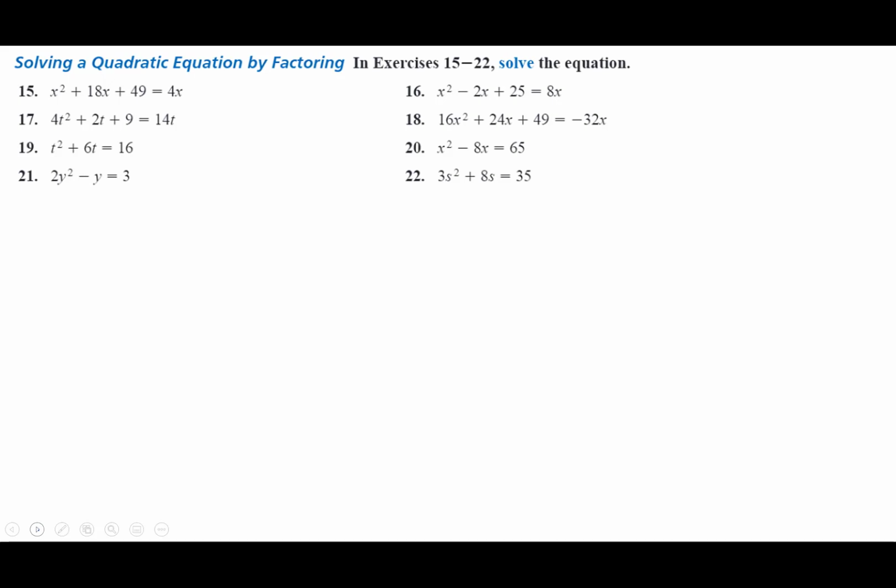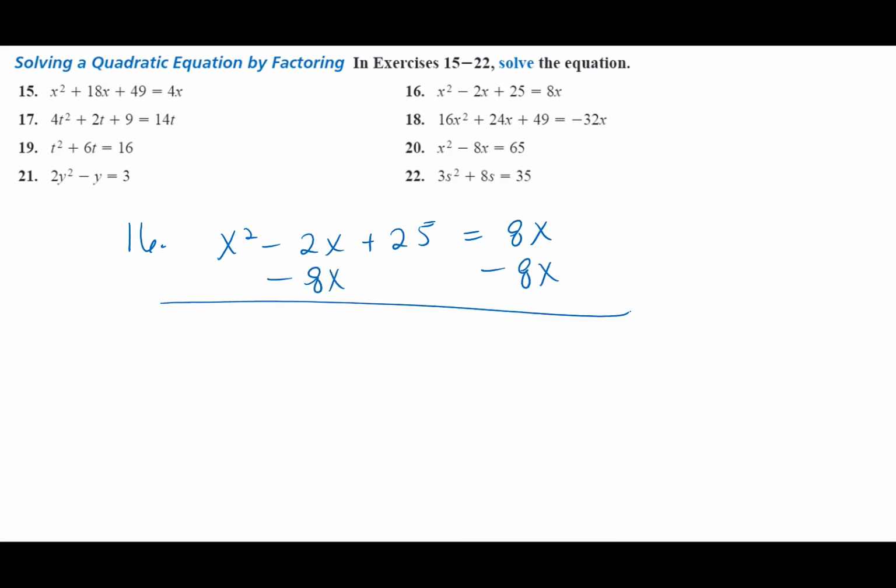So for each one of these problems, the first thing you have to do is move everything over to the left side. So take a look at 16. x squared minus 2x plus 25 equals 8x. First thing, before I can even factor, I have to subtract 8x from both sides. And I'm going to combine like terms.